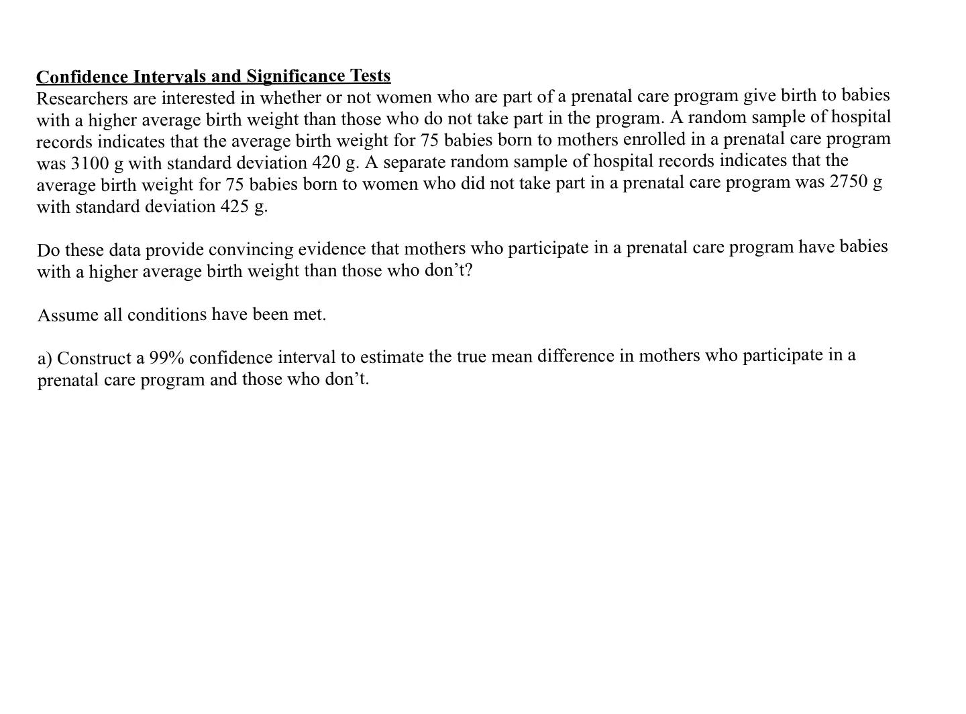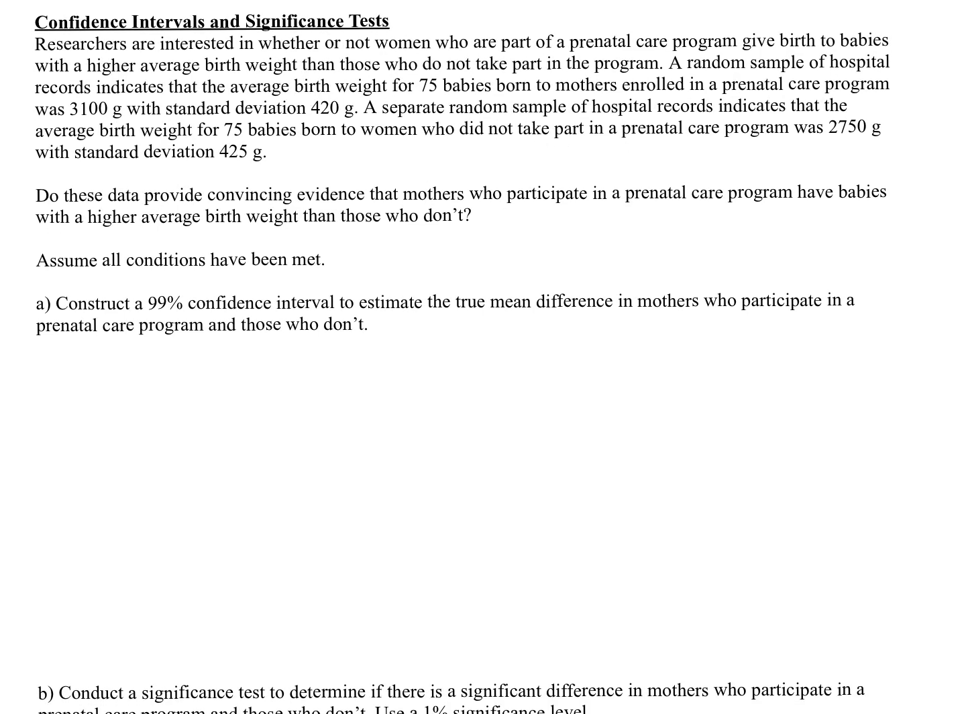So we're trying to figure out if mothers who participate in the prenatal care program have babies with a higher average birth weight than those who don't. So we're going to look at a 99% confidence interval. Thankfully, I don't have to calculate any statistics here because it's given to me. I still have to define X1 and X2. So I'm going to have X1 be enrolled in the program, and then X2 would be not enrolled.